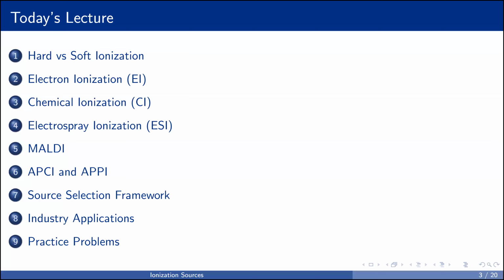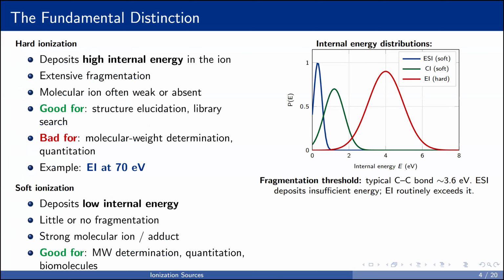Here's today's lecture path outline. As usual, we'll start with some theory, some applications, and some practice problems. Okay, so the fundamental distinction. The defining feature of any ionization source is how much internal energy it deposits into the analyte ion. That one variable controls almost everything that follows.